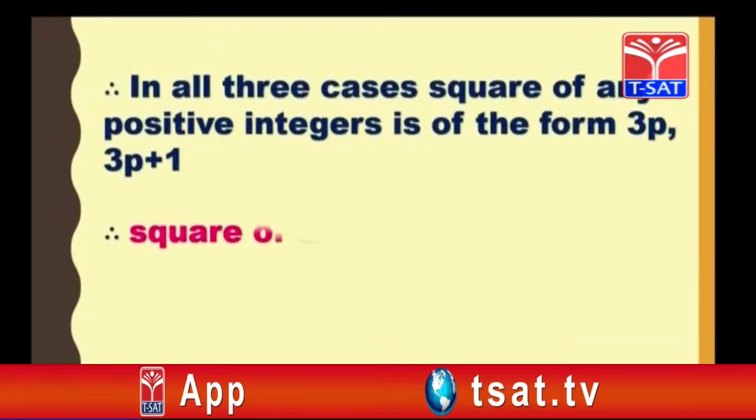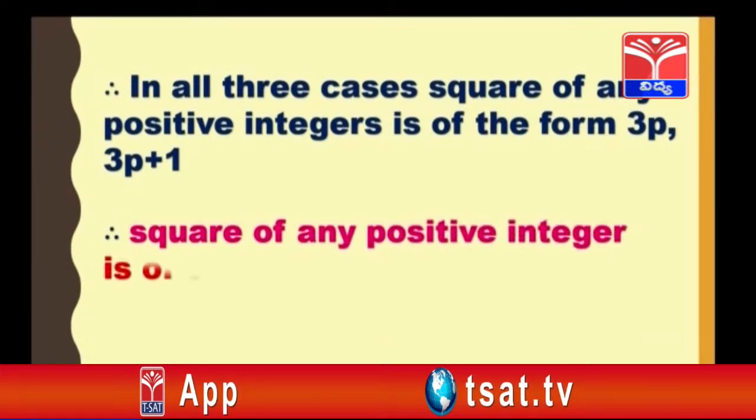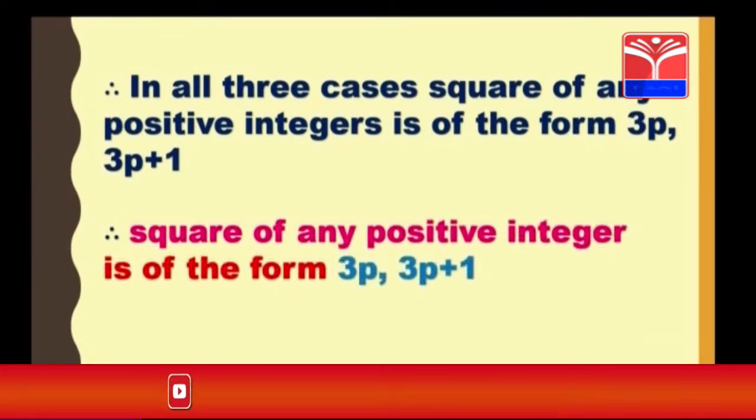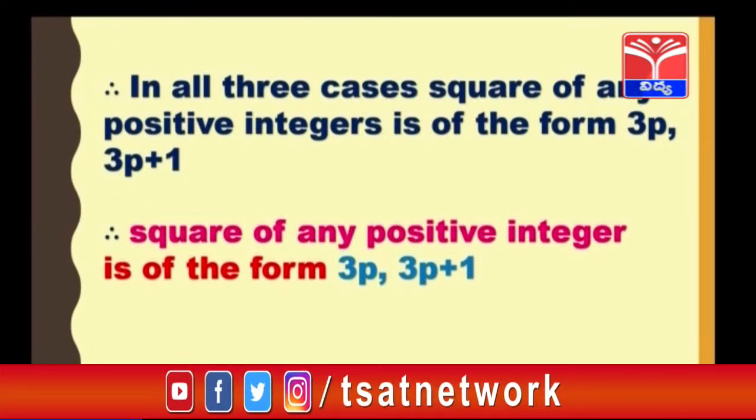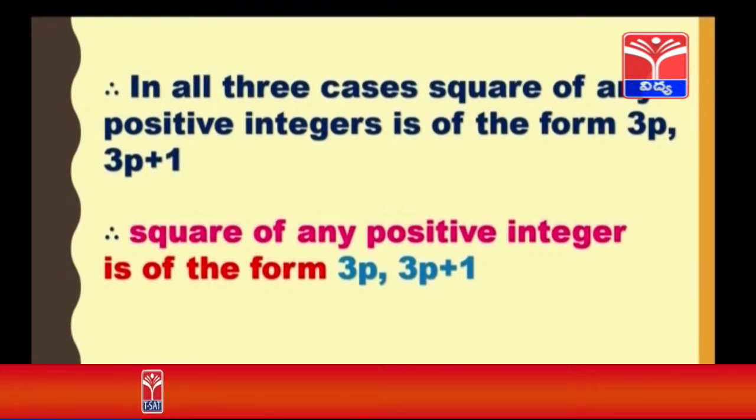In all 3 cases, the square of any positive integer is of the form 3p or 3p plus 1. So therefore, I can conclude the square of any positive integer is of the form 3p or 3p plus 1.